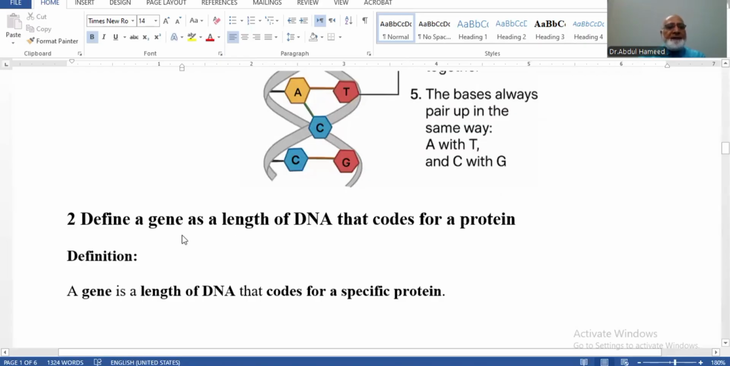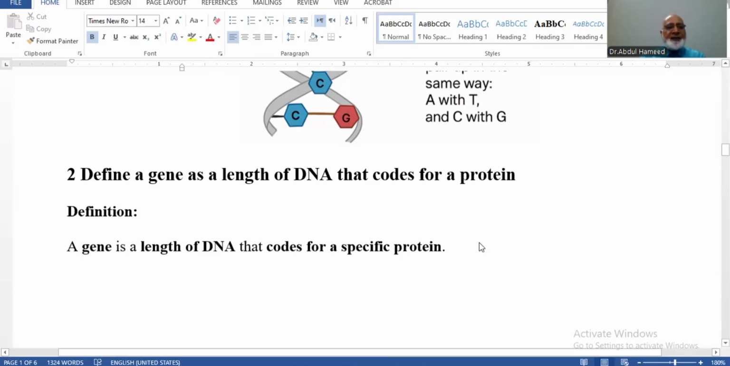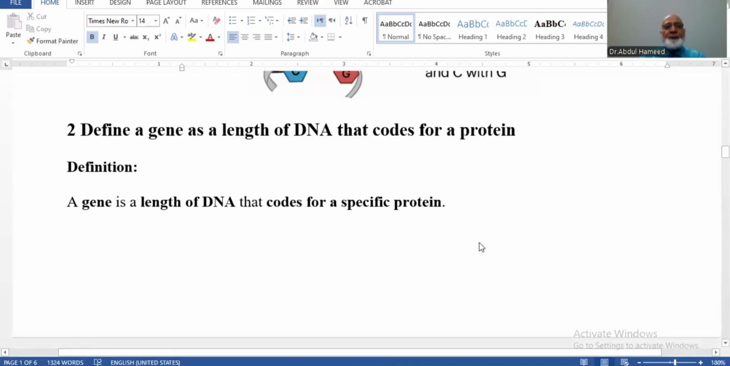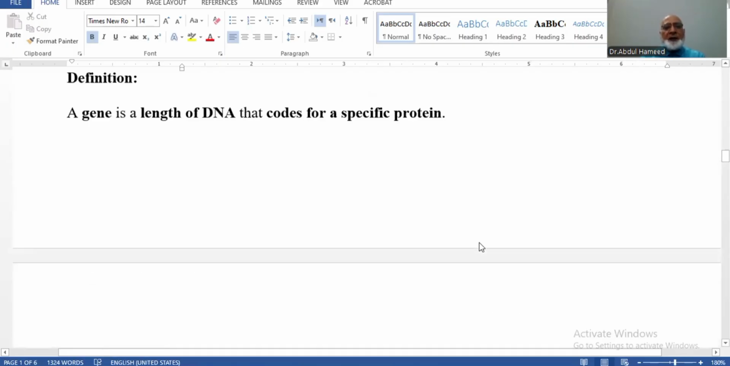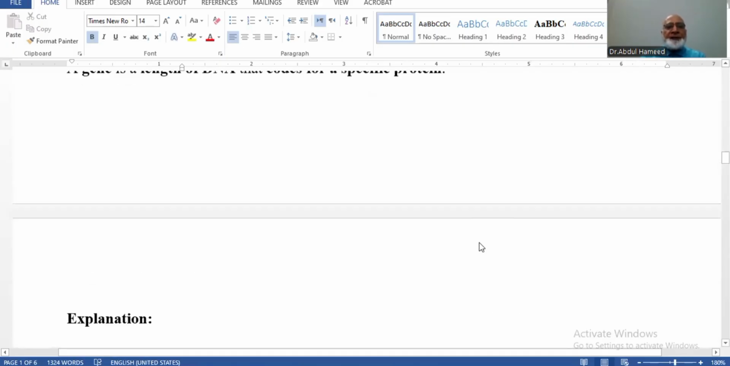Then comes the definition of a gene as a length of DNA that codes for a protein. Let me clear one thing. DNA and genes, these concepts are very much known to students even at O level, but the requirement at O level is not beyond a certain limit. So we are supposed to limit ourselves within a particular range. The definition of gene is a length of DNA that codes for a specific protein, and nowadays we even name it a polypeptide chain.